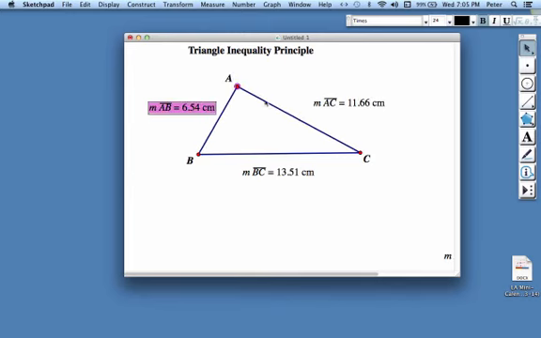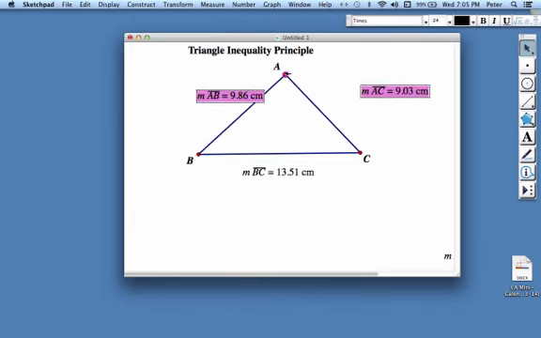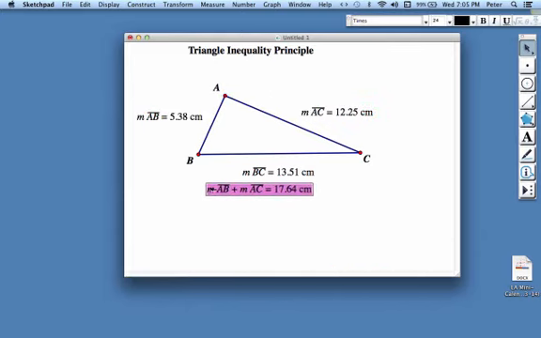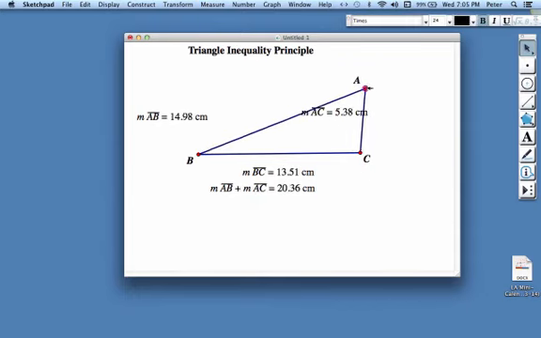Well, let's take a look at what happens when we manipulate point A. You can see that these two lengths are changing, but their sum would always be greater than 13.51. Now I've had the computer show us that calculation, and you'll notice that no matter what, this is always true. Except if I start moving A closer and closer to the opposite side, I can get pretty close until I get exactly at 13.51. But you can see I no longer have a triangle. I have a collapsed triangle.